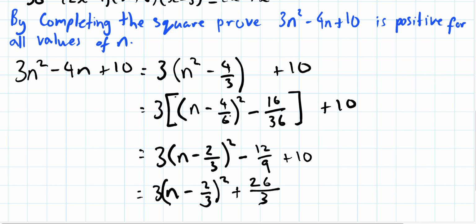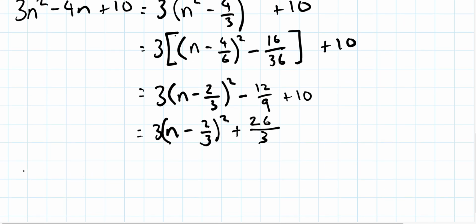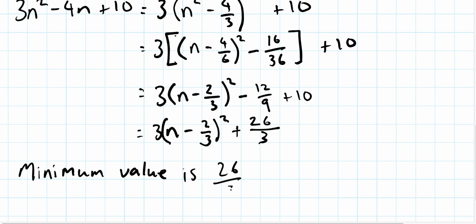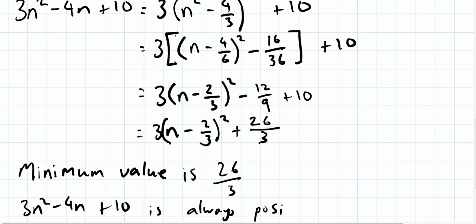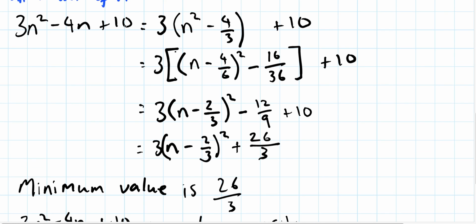Okay, so therefore the minimum value, so looking at my working here, the minimum value is 26 over 3. So therefore 3n squared minus 4n plus 10 is always positive. Always positive. You could also do completing the square the previous way using the formula that was given in the textbook.